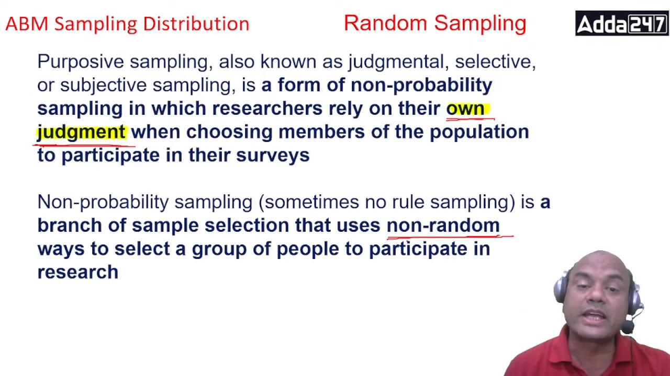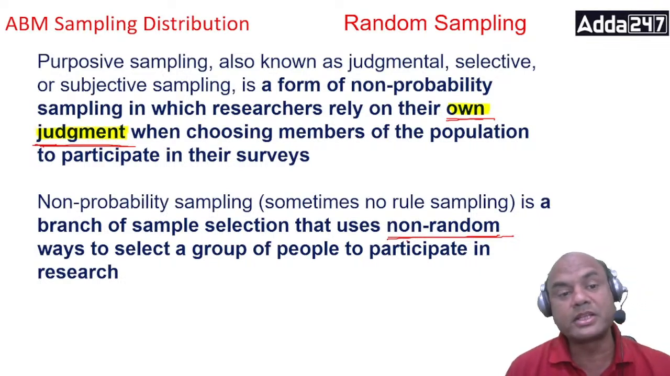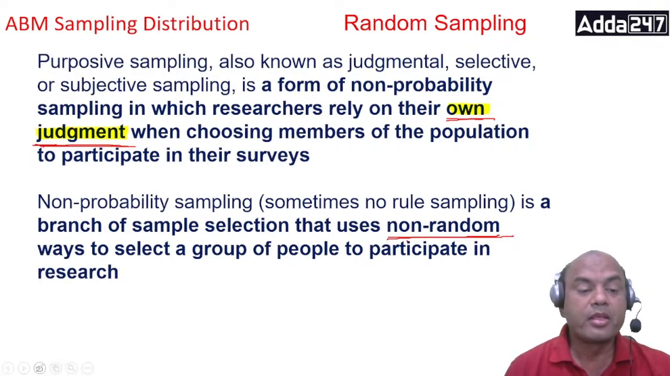Now I'll come to the second part. This was all probability. Now this is non-probability. Now what is this? Let's see.